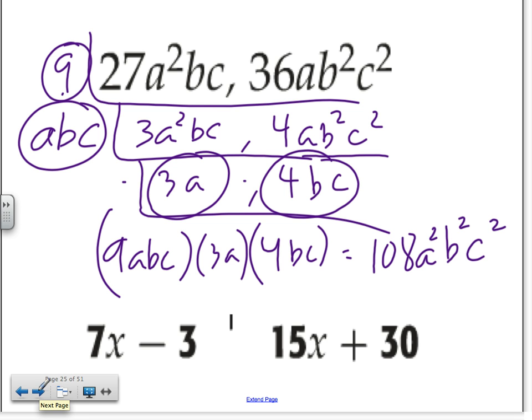When we combine like terms, the power stays the same. The number in front will change. You see, that's the main difference between combining like terms versus multiplying terms. All right, moving on to the next example here.